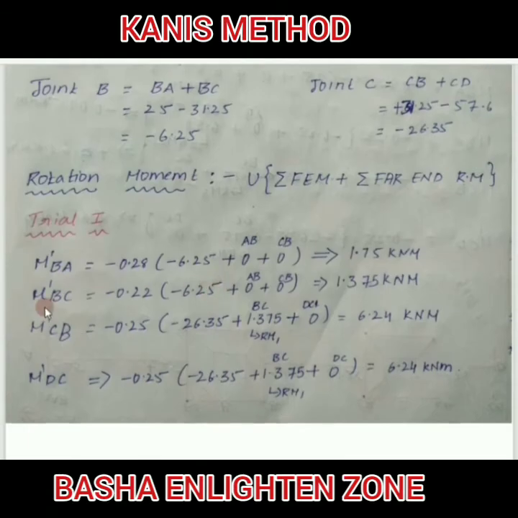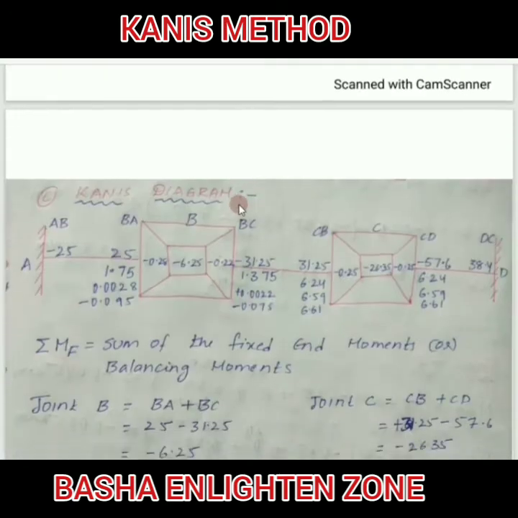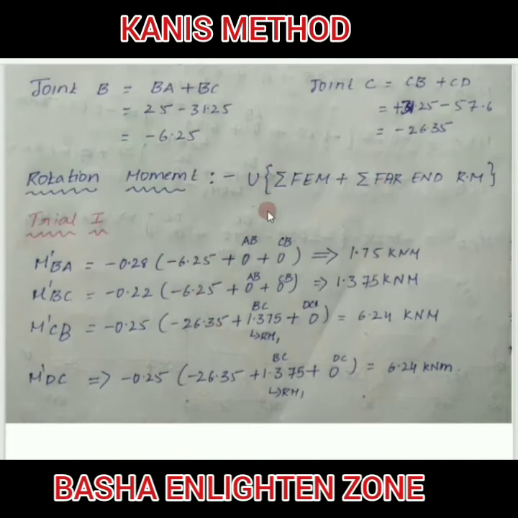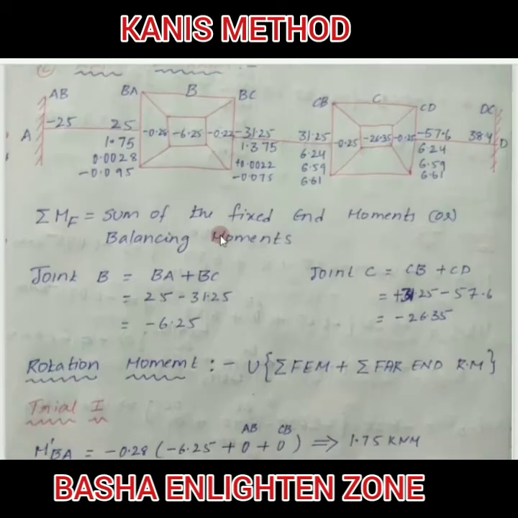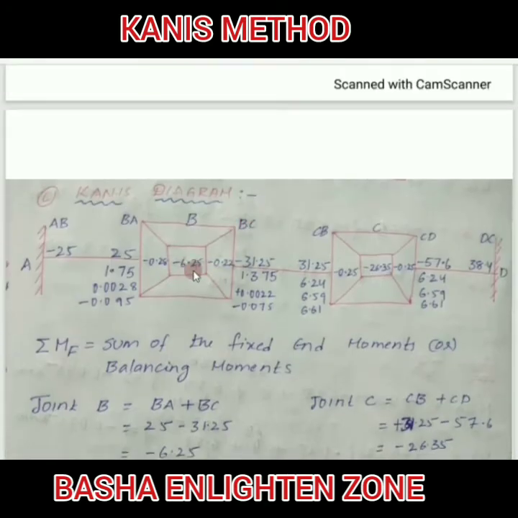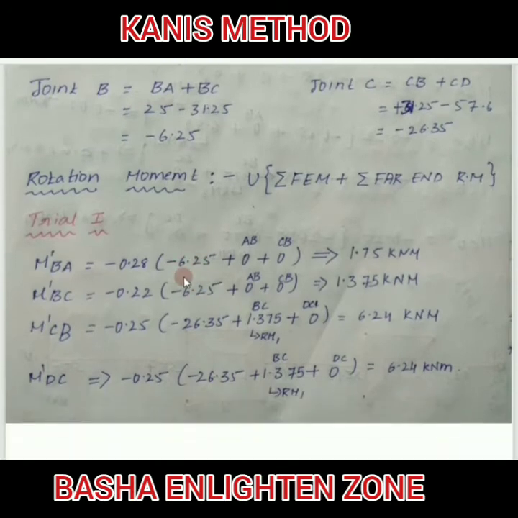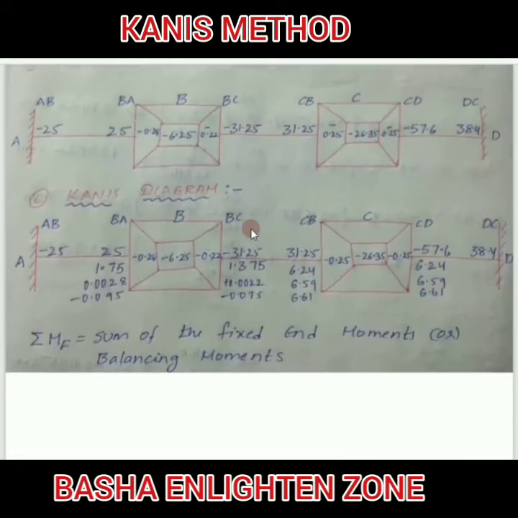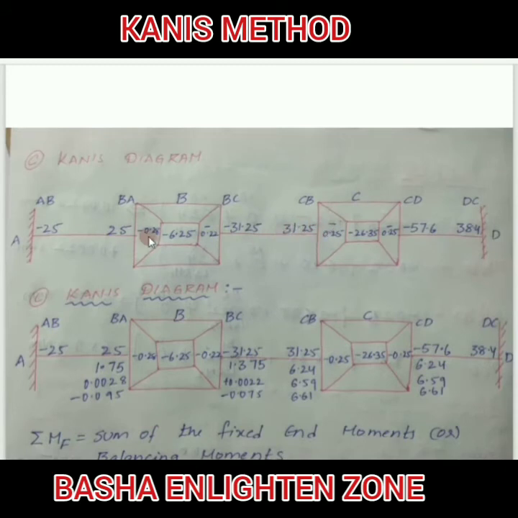So what is the formula for MBC? Where U, so see here in the table, U equal to minus 0.22 into bracket open, sum of the fixed moments. So sum of the fixed moment for BC is minus 6.25. So write down here minus 6.25 plus, for calculating BC, what is the far end rotation moments? So in the first step, there will be no rotation moment for CB and AB. So far ends for BC is AB and CB. In the first step, there will be no rotation moment for CB. That is the reason I am taking 0 here.